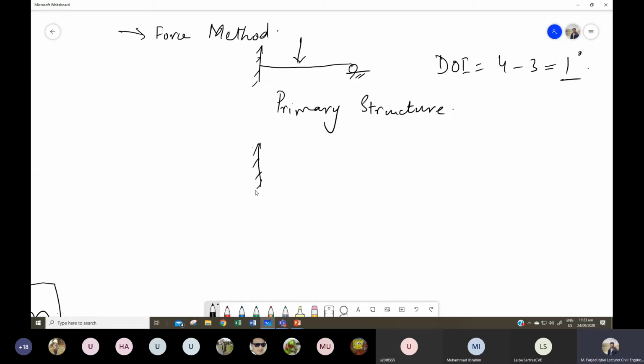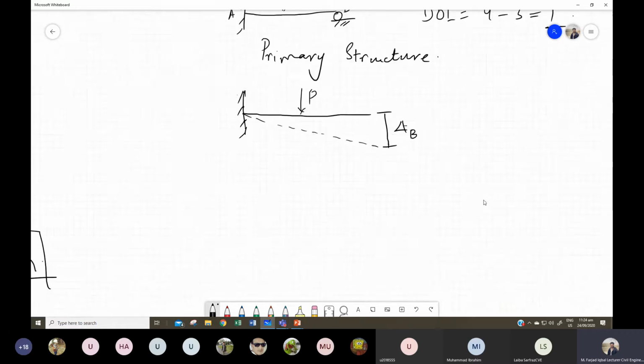If I remove this one, this load is acting. I have removed this support, and I will get this shape, and when this load is acting on the beam, it will produce some kind of deflection in this beam. Let's call this deflection delta B. If this point is A, this is B, then this deflection is delta B.